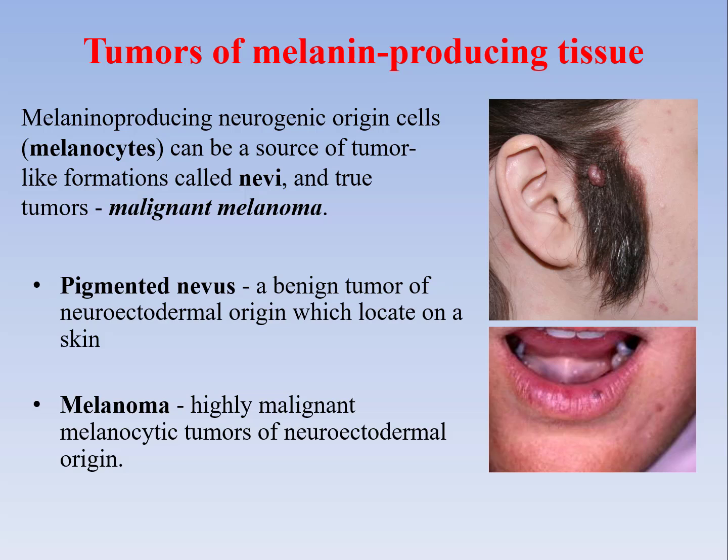The next part of our lecture is tumors of the melanin-producing tissue. Melanin-forming tissue consists of cells of neurogenic origin, melanocytes, which can be the source of tumor-like formations, which we call nevi, and true tumors, the malignant tumor, malignant melanoma. Pigmented nevus is a benign tumor of the neuroectodermal region located in the skin. Melanoma is a highly malignant melanocytic tumor of neuroectodermal origin. It's the main topic in this part of the lecture.